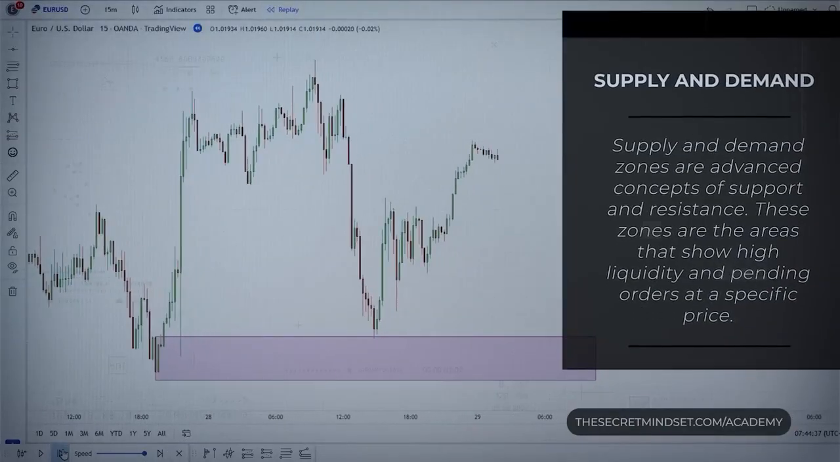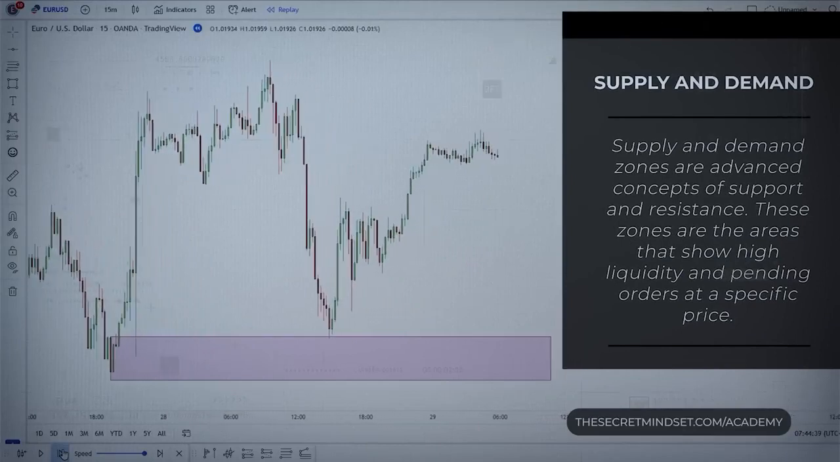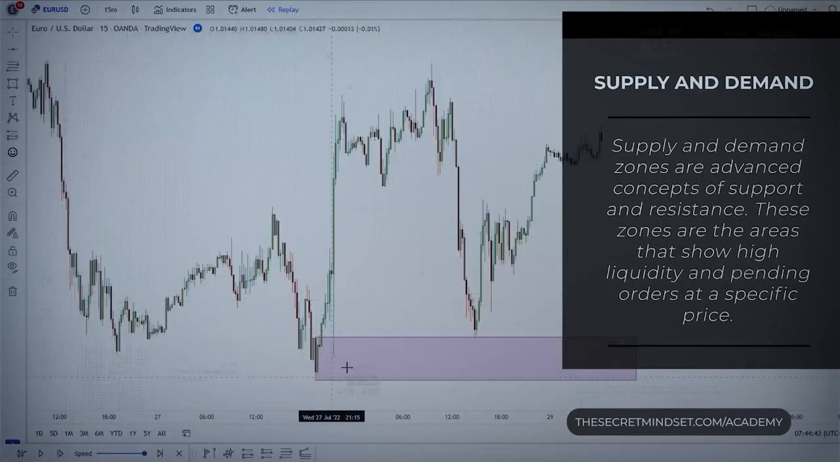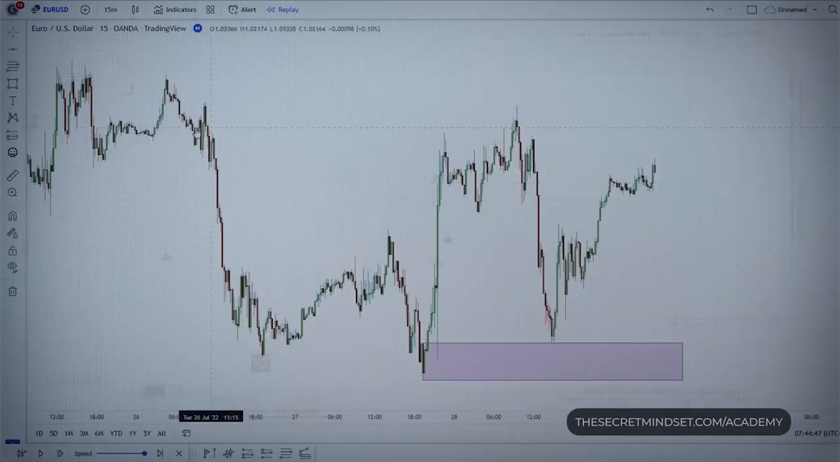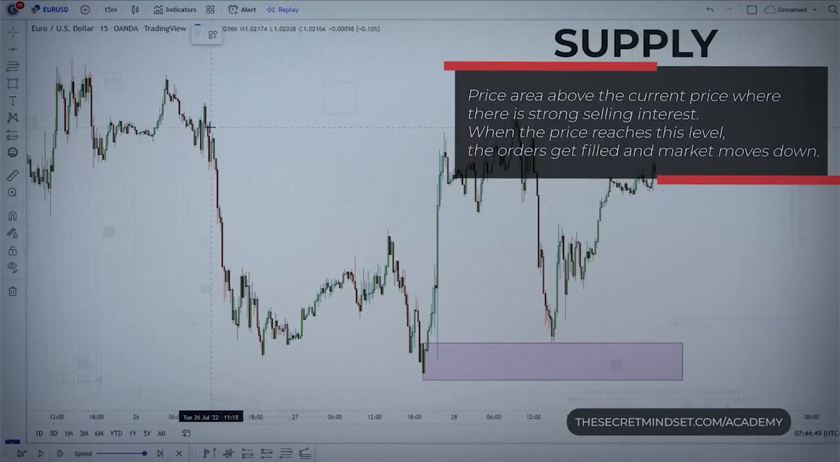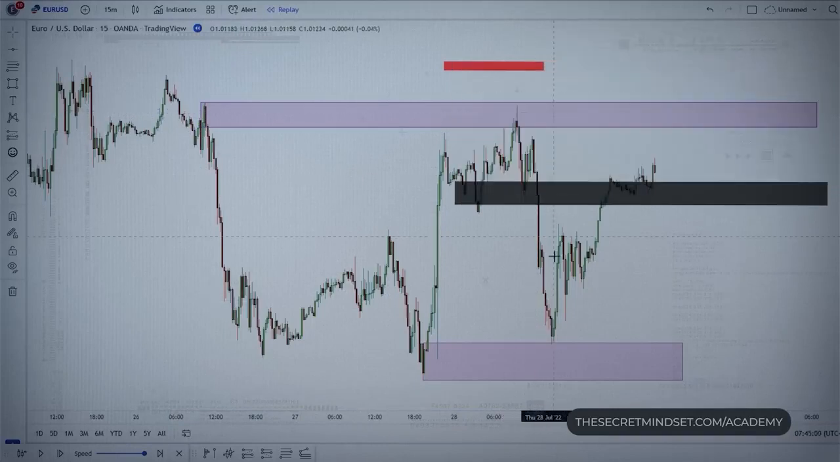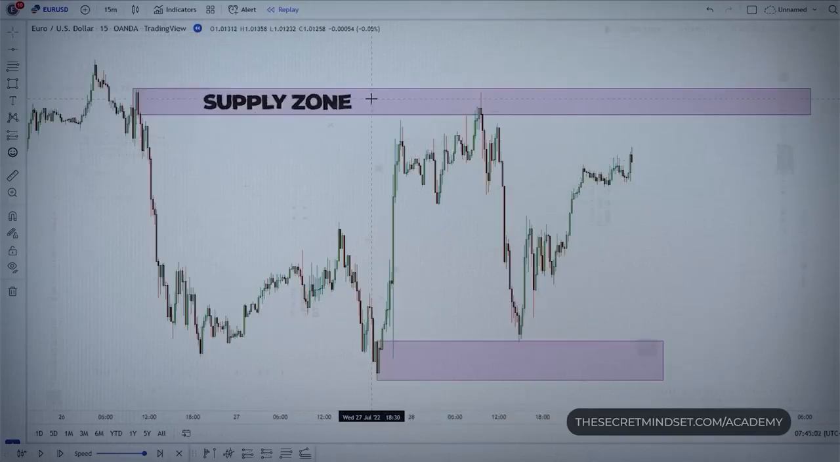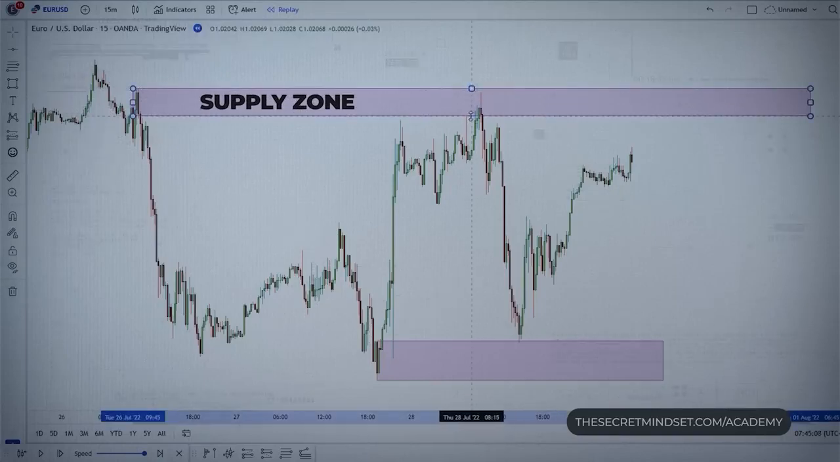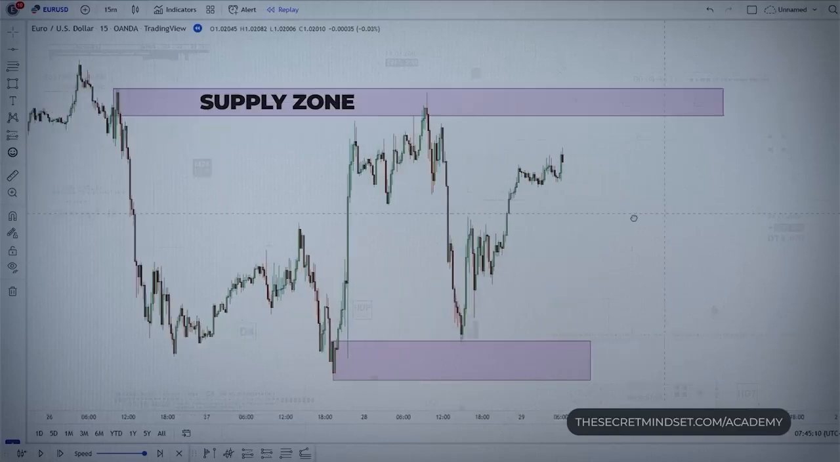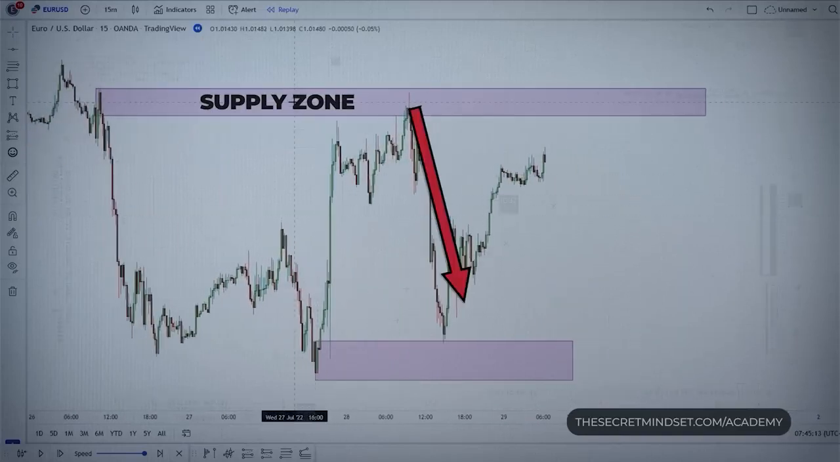Supply and demand zones are advanced concepts of support and resistance. These zones are the areas that show high liquidity and pending orders at a specific price. A supply zone is a price area above the current price where there is strong selling interest. When the price reaches this level, the orders get filled and it moves down. This is a supply zone where many sellers are located. You'll find a lot of selling pressure in this zone, so the prices get rejected.